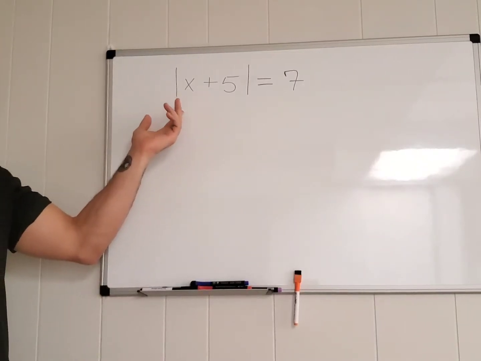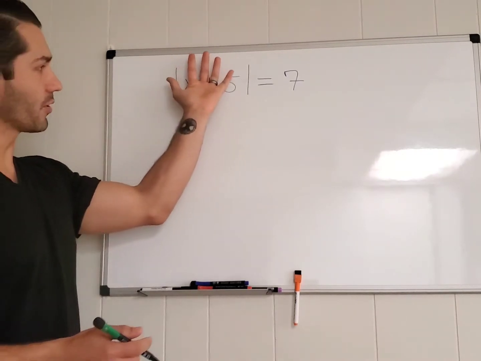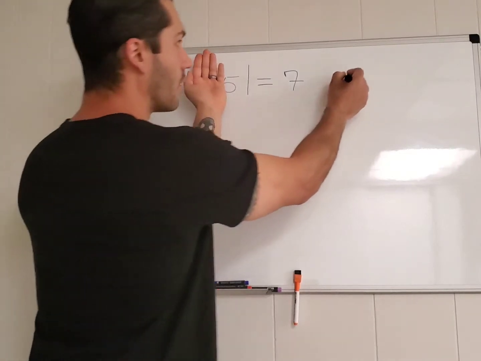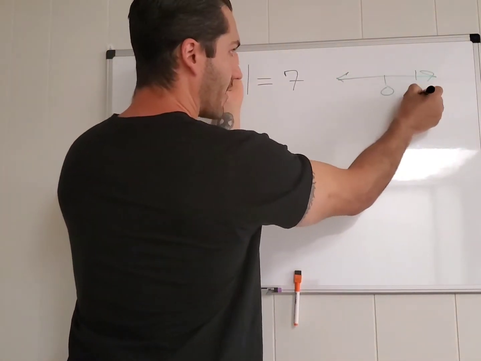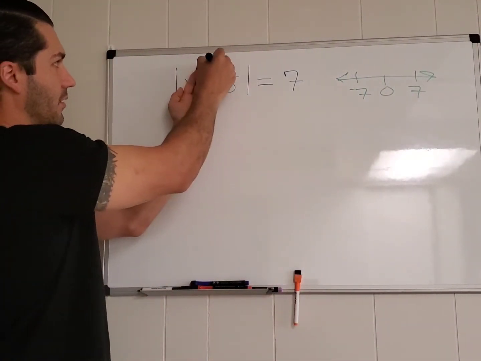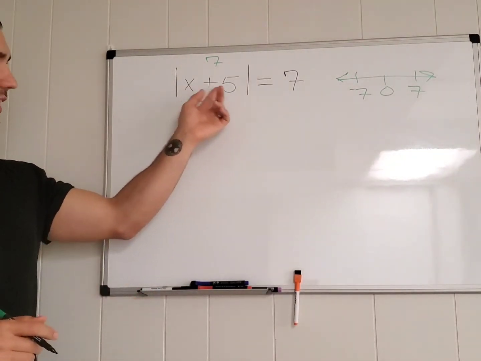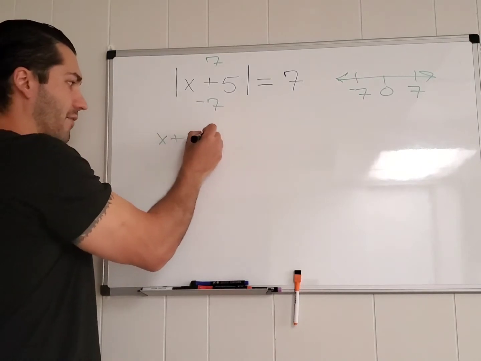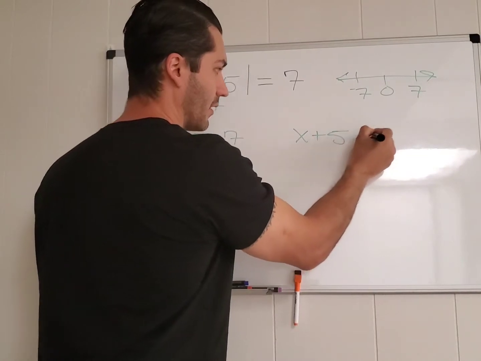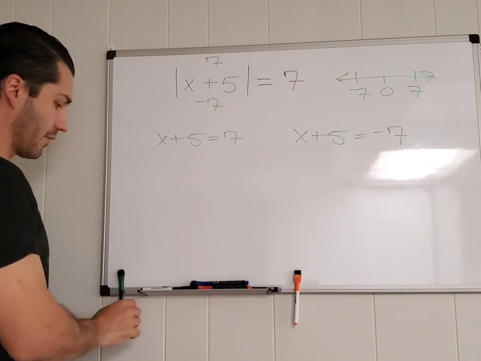If you remember how to do this, absolute values are basically two equations in one. If you remember how absolute value works, it's distance to 0. So it's asking you, hey, what numbers are 7 away from 0? There's 7, which is 7 away, but also negative 7. So inside here can be 7, or it could be negative 7. What's actually in there is the x plus 5, so we do x plus 5 equals 7, but also x plus 5 equals negative 7. And those were the two little equations that you would solve.